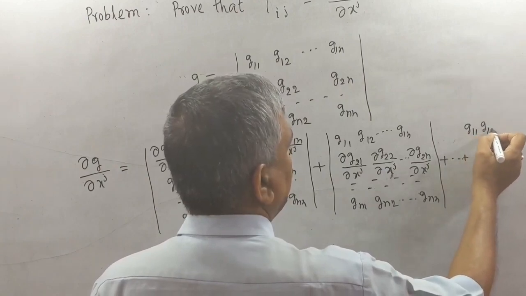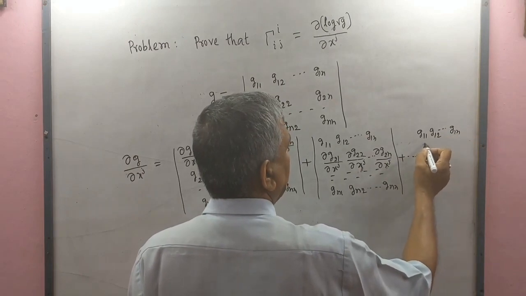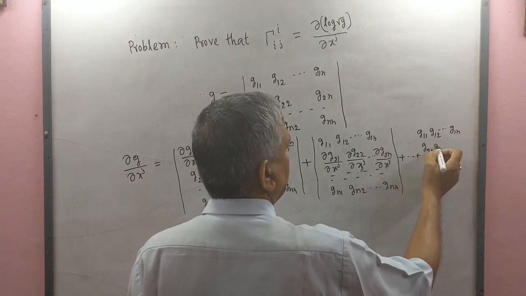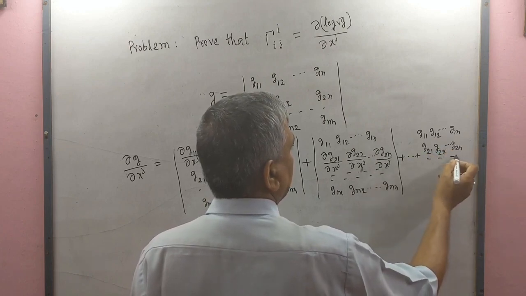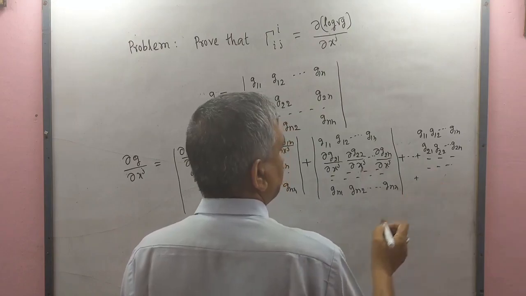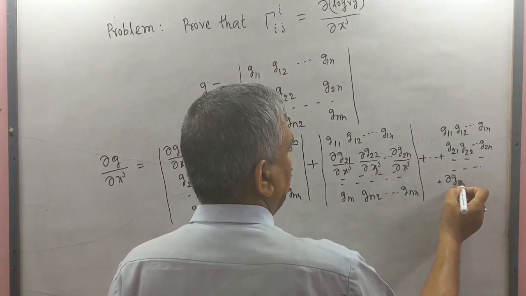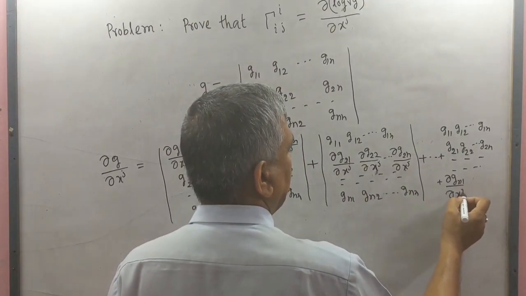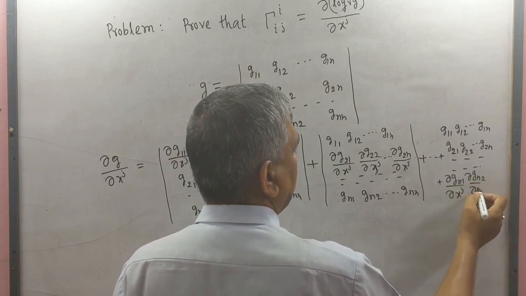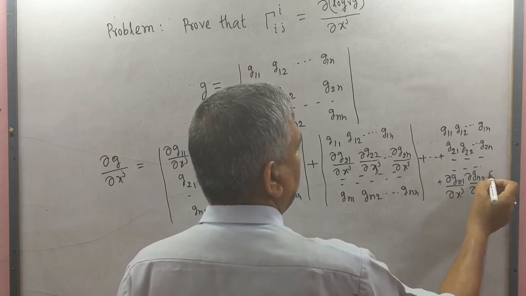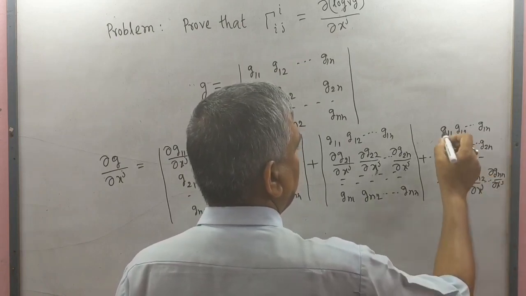g11, g12, g1n, g21, g22, g2n, dot dot dot, plus del gn1 by del xj, del gn2 by del xj, dot dot dot, del gnn by del xj. Determinant.